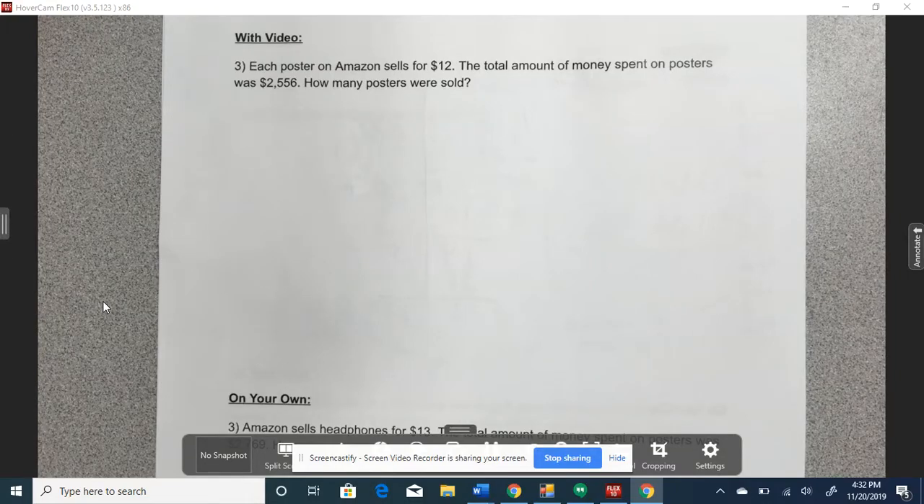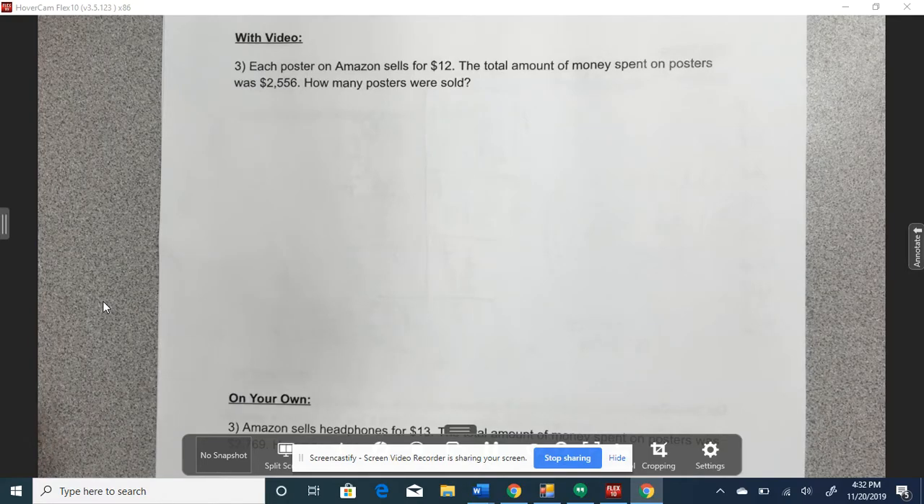So now we're going to be dividing whole numbers by whole numbers, but within a word problem. So we may need to interpret the remainder. Each poster on Amazon sells for $12. The total amount of money spent on posters was $2,556. How many posters were sold?